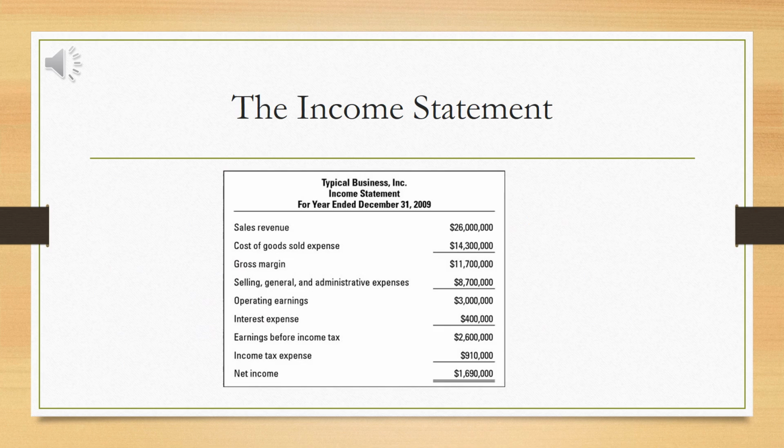The following income statement added one more step. Sales revenue, which is considered as net sales in this case, minus cost of goods sold equals gross margin. Gross margin minus any selling, general, administrative, or depreciation expense equals the operating earnings. Operating earnings are what we called the earnings before interest and taxes. So earnings before interest and taxes minus interest expense equals earnings before income tax. And the earnings before income tax minus the tax expense equals net income.